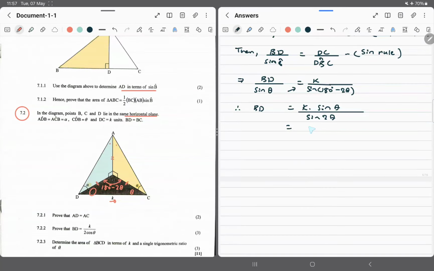And then we see that this is K sine theta divided by, this is a double angle identity for sine. We expand and then we see that those guys cancel. K over 2 cos theta, and that's what we wanted.